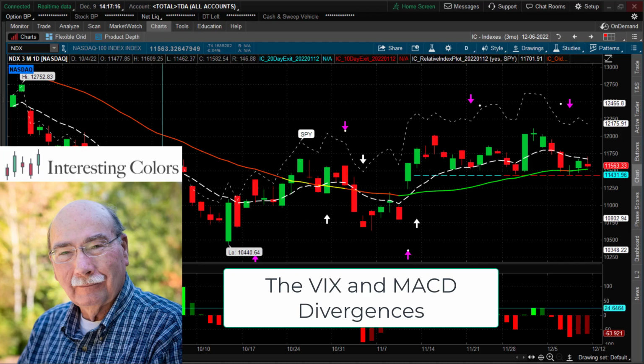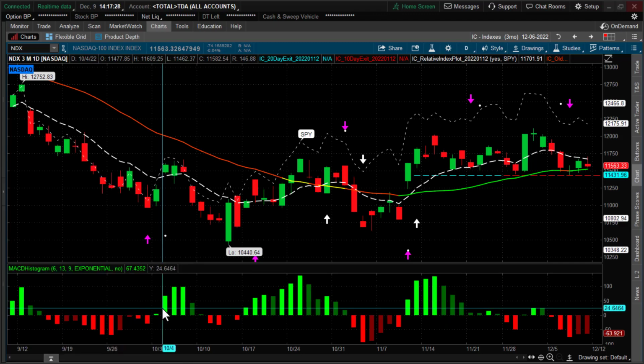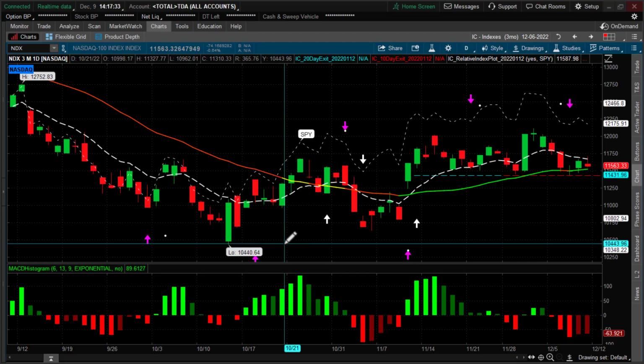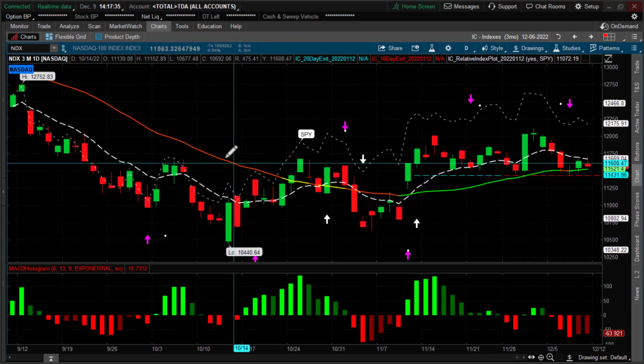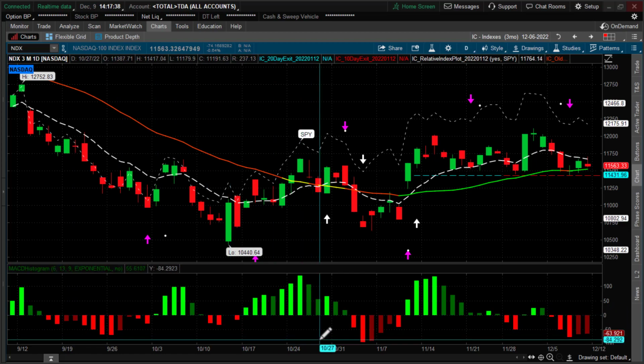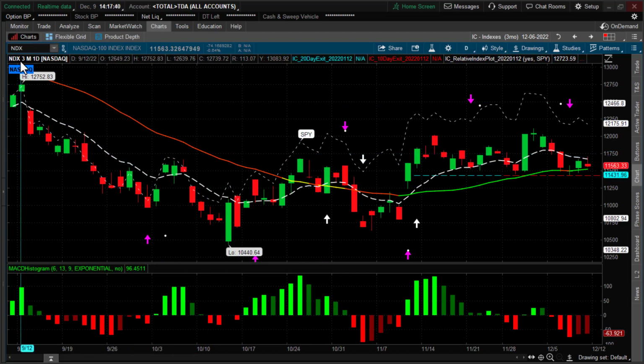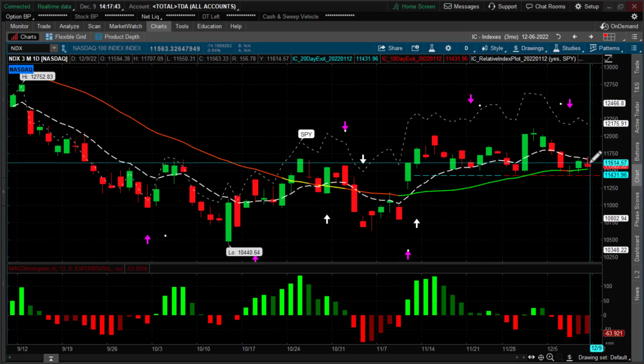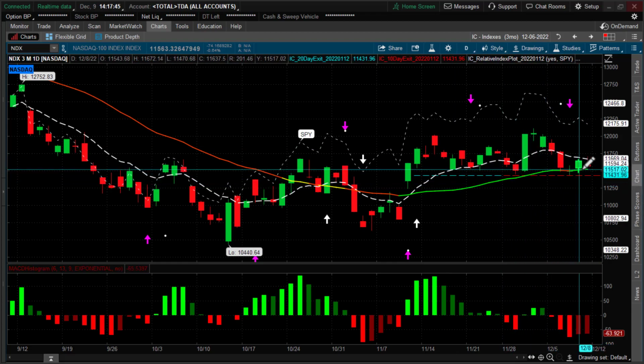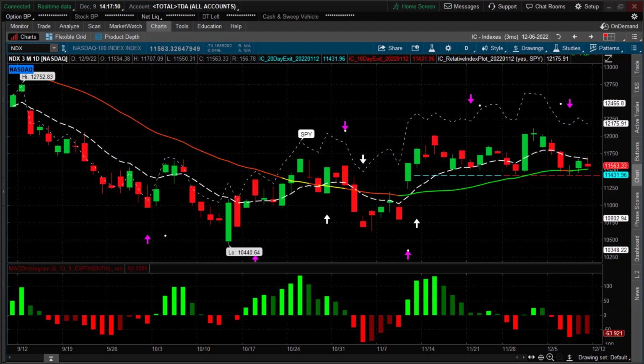Welcome to Interesting Colors, and today I'd like to talk about the S&P 500, VIX, the volatility index, and MACD divergences. So we're looking at a grid of the indexes that has the closing prices and the MACD at the bottom. Starting off with the NASDAQ, we can see that it's just slightly above the 30-day simple moving average and just slightly below the 10-day exponential moving average.